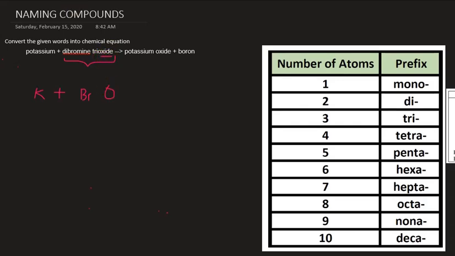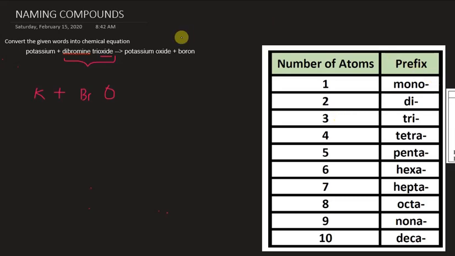And do not forget, it's a molecular compound, or it's formed by covalent bonding. So Br is non-metal. Oxygen is also non-metal. So covalent compounds use these prefixes. Mono means 1, di 2, tri 3, tetra 4. Again, this is only true for covalent compounds. Ionic compounds do not use these prefixes.